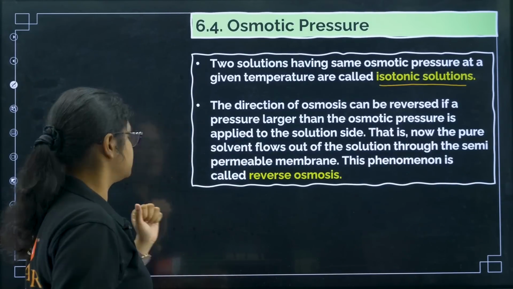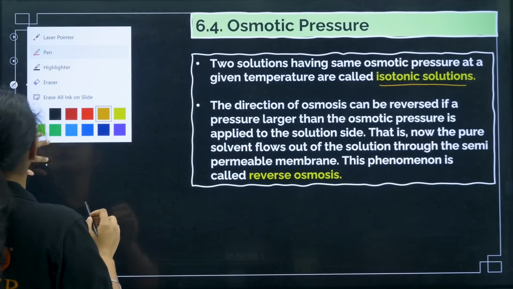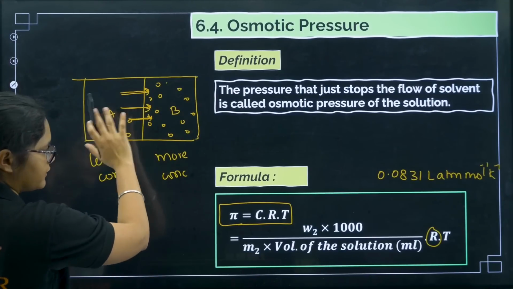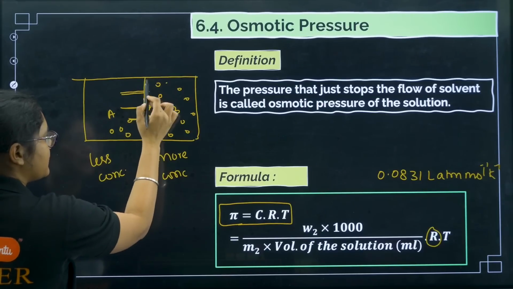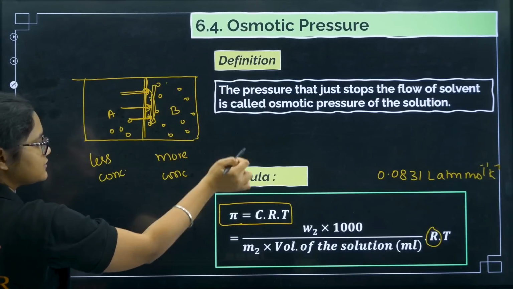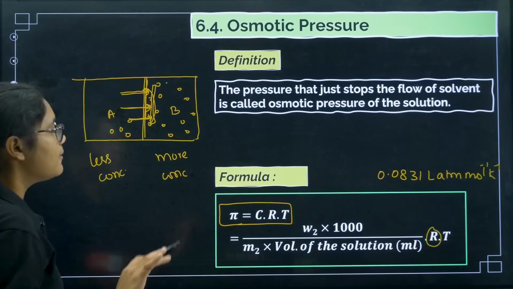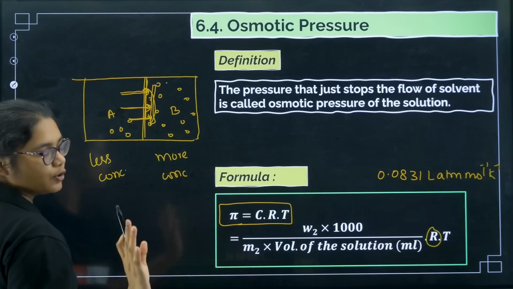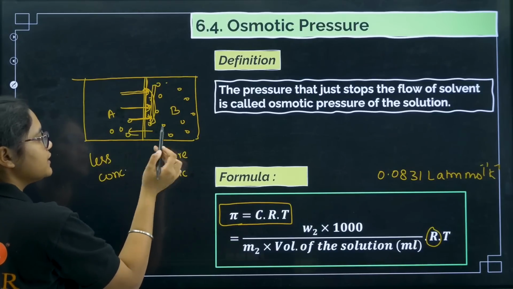Now, once again, I told you that this is osmosis. If I put some pressure here to stop this osmosis, that is called your osmotic pressure. But if I give more than that pressure, suppose the osmotic pressure is 5 Newton and I give more pressure, 6 Newton, then what will happen?